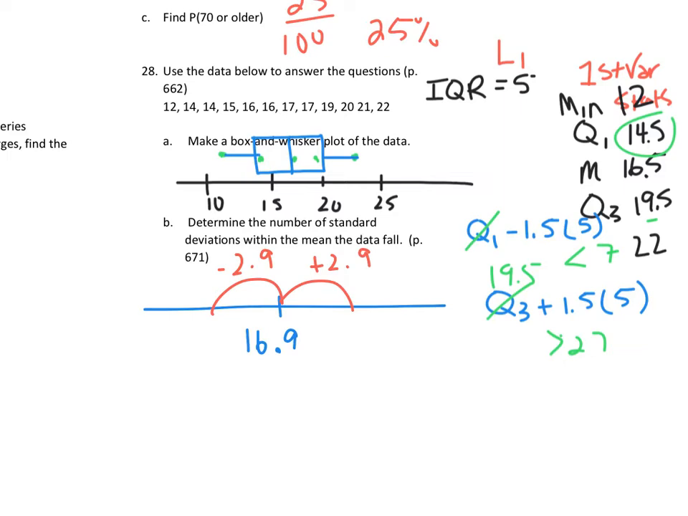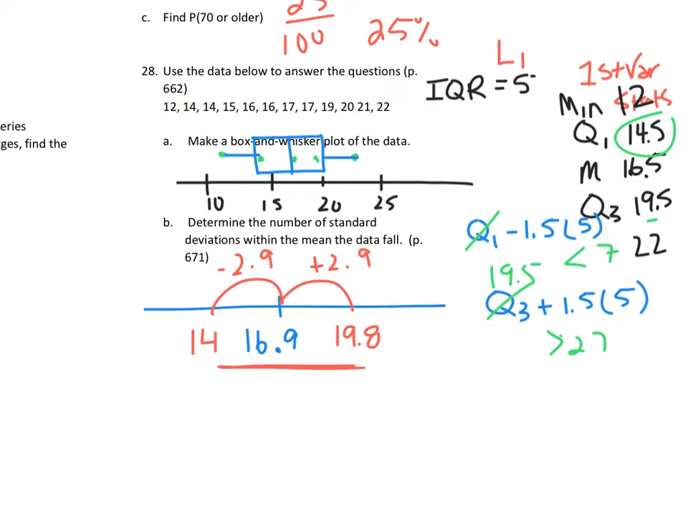So I do 16.9 plus 2.9, and I get 19.8. Then I do 16.9 minus 2.9, and I get 14. Everything that's greater than 14 and less than 19.8 is one standard deviation away. So you want to check your numbers. Are all of these numbers greater than 14 and less than 19.8? I say no, because these are not included, and neither is 12.